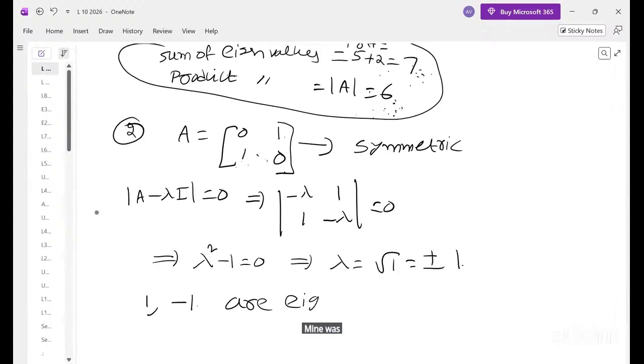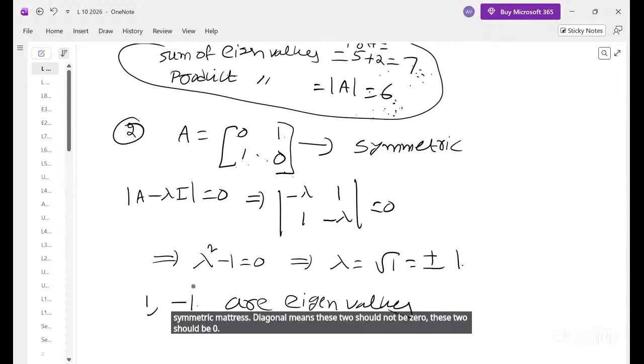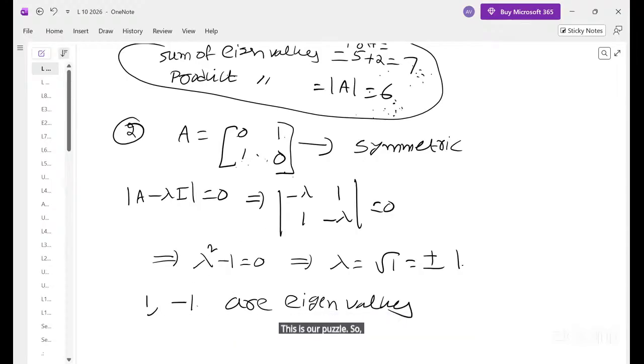Some students think this is diagonal, and they will think 1, 1 are the eigenvalues. But this is not a diagonal matrix. This is a symmetric matrix. Diagonal means these two should be 0, but these two are not 0. So 1 and minus 1 are the eigenvalues. Be careful, this is not a diagonal matrix.